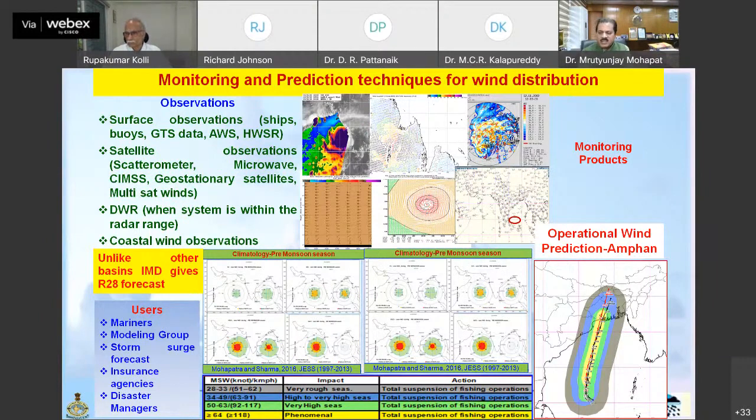It's mainly because our ocean basin is small, and also the fishermen here are comparatively poor, and therefore boats cannot sustain even wind of more than 28 knots. So this type of wind impact forecast helps the fishermen to save their property and also to save their lives.